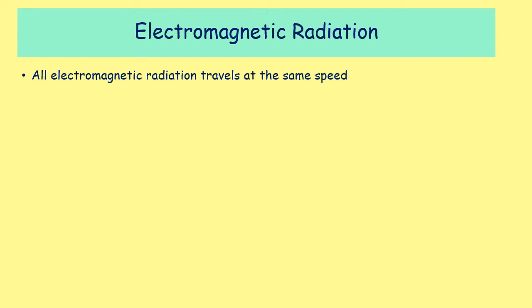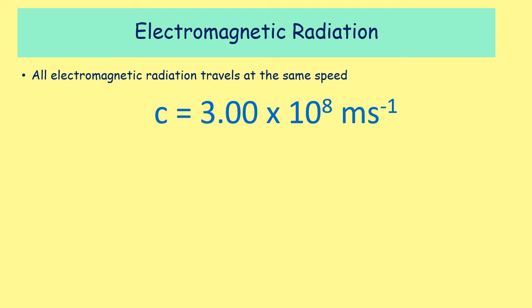Now, all electromagnetic radiation travels at the same speed, which we call the speed of light. And the speed of light is known by the letter c. And the speed of light, c, is 3 times 10 to the 8 meters per second. The very back of your data booklet has this written as a constant. c equals 3 times 10 to the 8 meters per second.